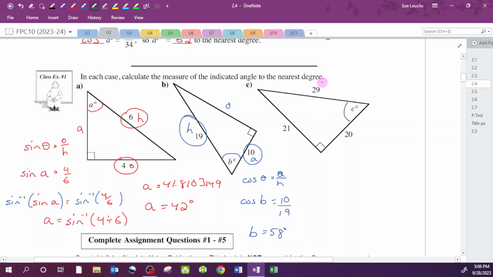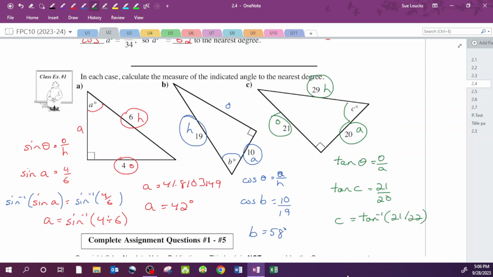Example C, angle of interest, hypotenuse, opposite, adjacent. This time I can use any of my ratios because I have all three of them. I'm going to choose to use tan. So tan theta is the opposite over adjacent. So tan of angle C is going to be 21 over 20. So that gets me C equals tan to the minus 1 of 21 over 20. It might actually help you to write that down, if it's going to help you remember what you need to do on your calculator, then please do that, okay? And I get C equals 46 degrees.